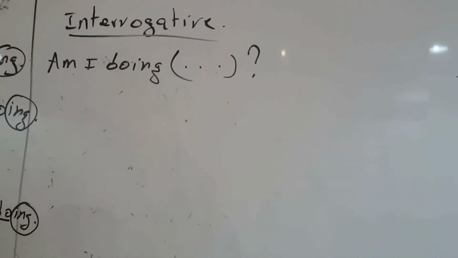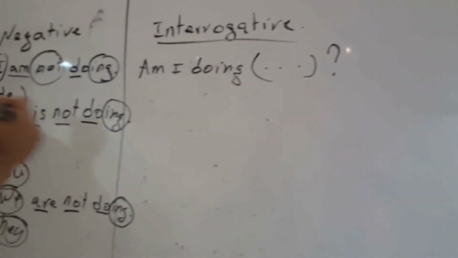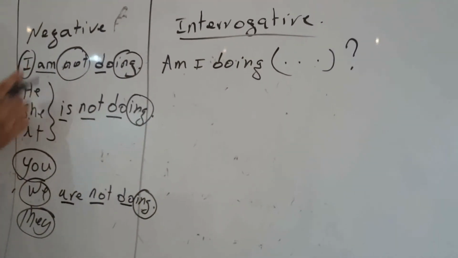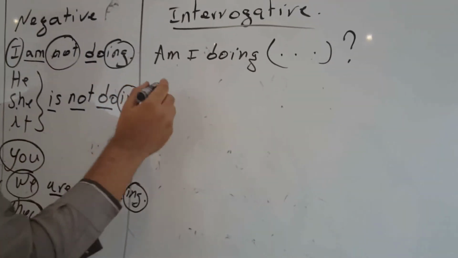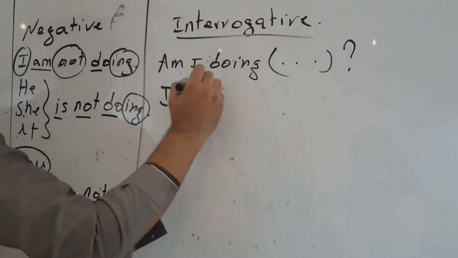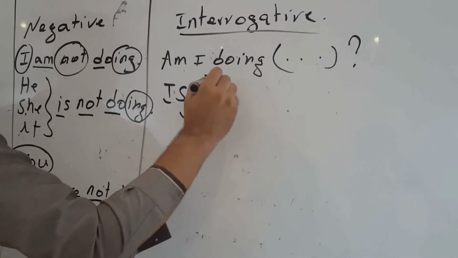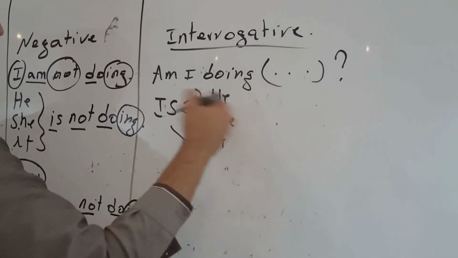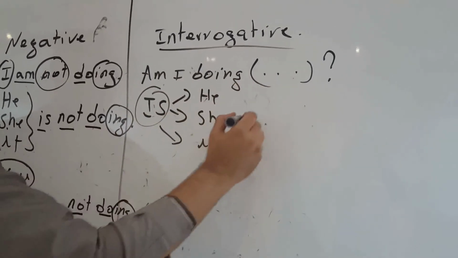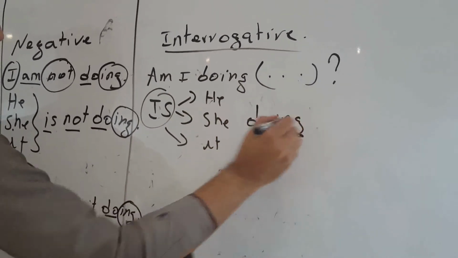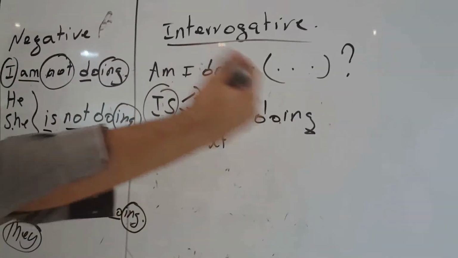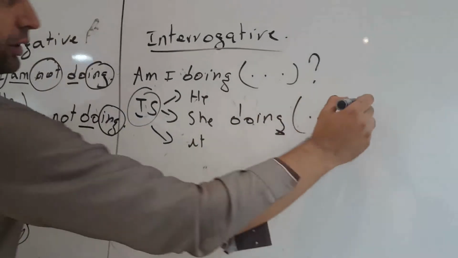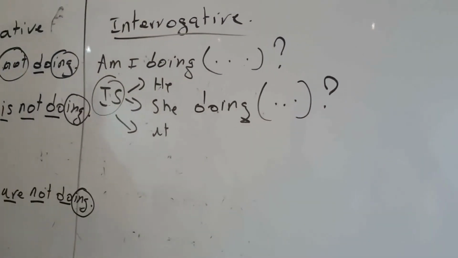So he is doing, she is doing, it is doing. We make the same inversion for all three personal pronouns, and we say here "is he," or "is she," or "is it." Is he doing? Is she doing? Is it doing? And then we add the object complement. So doing what? Here we need an object complement. Alright, and we add the same question mark.